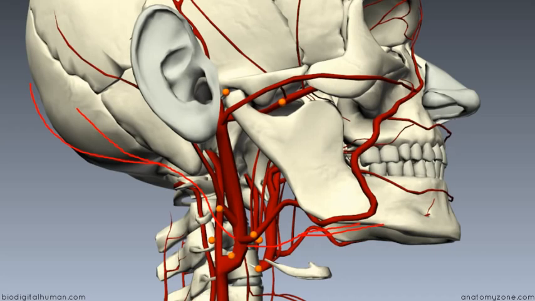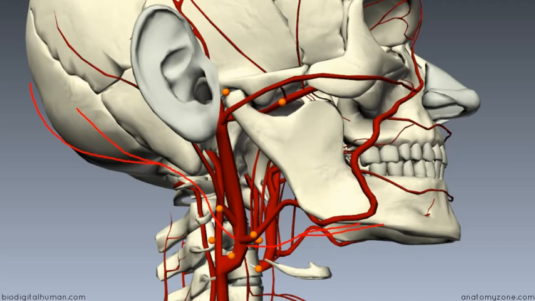So we've looked at 6 branches so far, and the way to remember whether they come off anteriorly or posteriorly is quite simple. So the way I do it is just thinking of the structures, so think of the names and think of whether the structures that their names relate to are anteriorly or posteriorly. So if we start off with the lowest branch, the superior thyroid, the thyroid gland is an anterior structure, so the superior thyroid artery is an anterior branch.